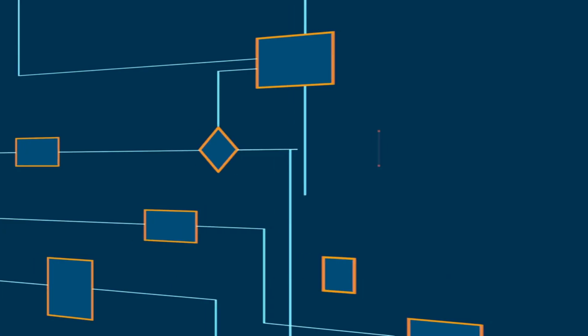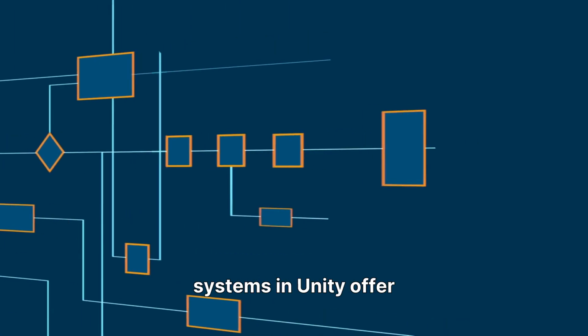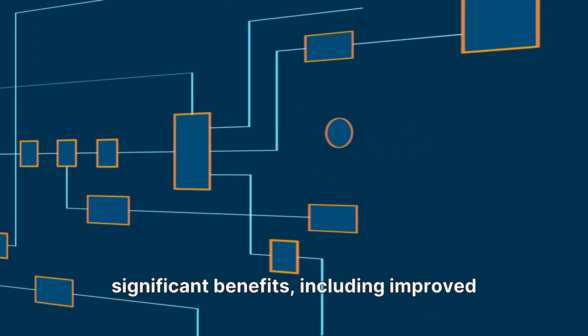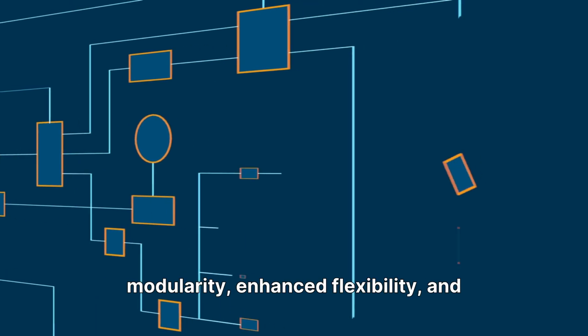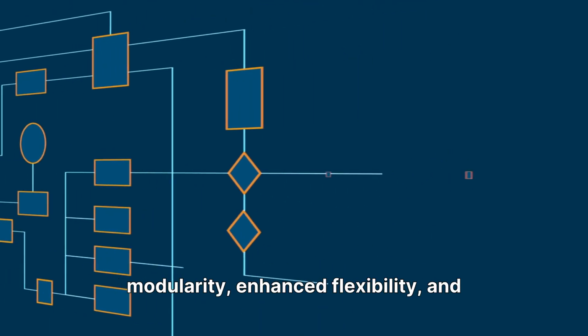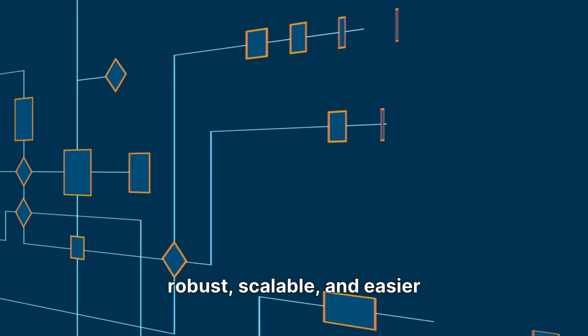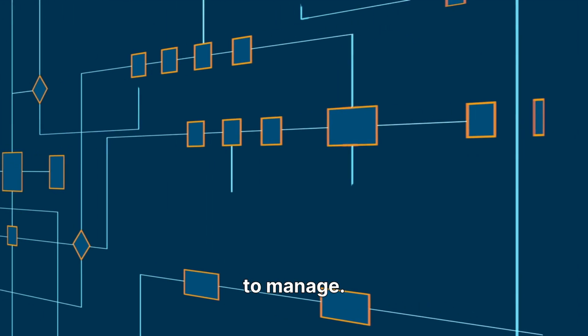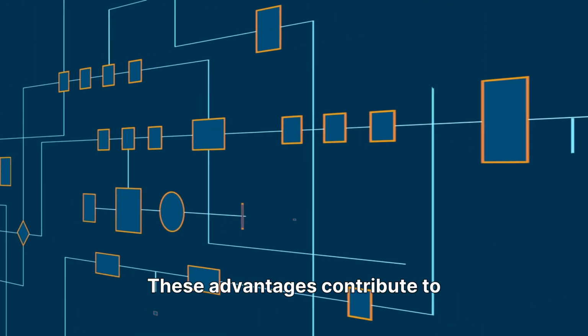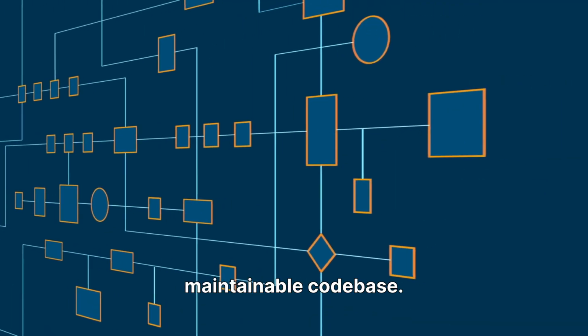In summary, custom event systems in Unity offer significant benefits, including improved modularity, enhanced flexibility, and centralized communication, making your game development process more robust, scalable, and easier to manage. These advantages contribute to a more efficient and maintainable codebase.